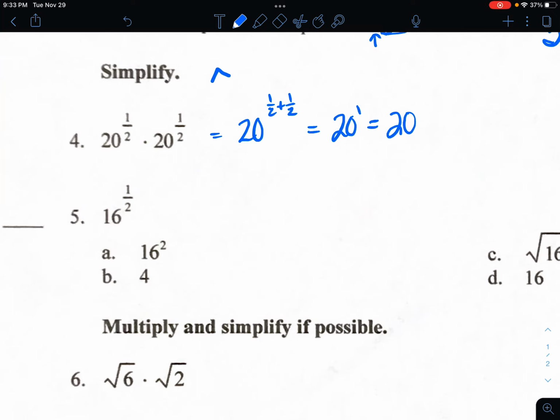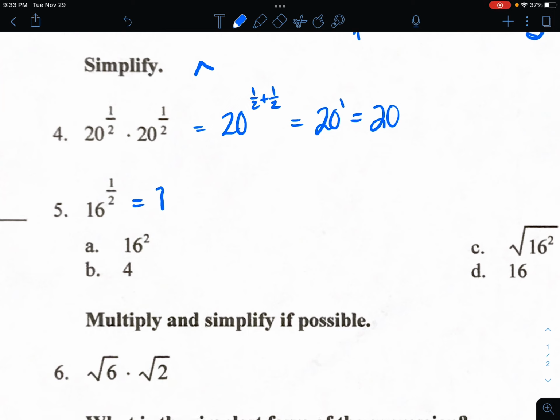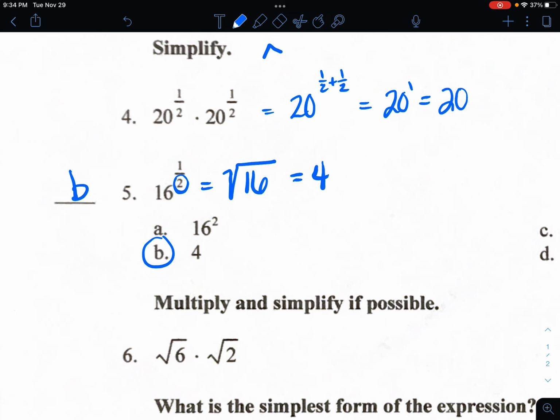Number 5, same thing. Really, I just wanted to make sure you were comfortable with using your technology here on this one. That is the same thing as we talked about as the square root of 16, right? Because 2 is the root there. So the square root of 16, but remember we usually don't write the 2 there. So the answer is 4 for this one, so B would be the correct answer. Again, you can just put 16 to the 1/2 power in your calculator.